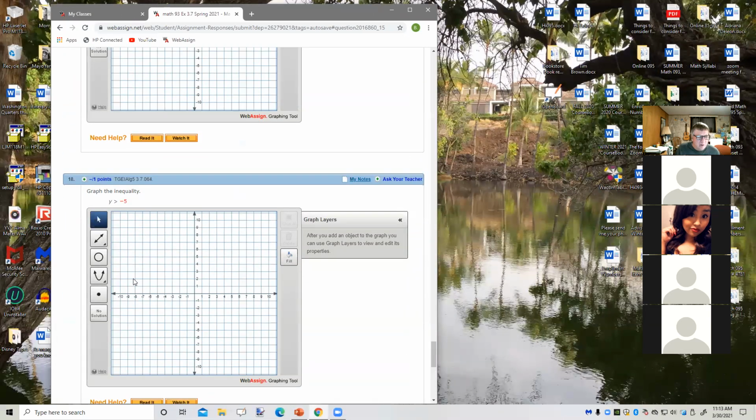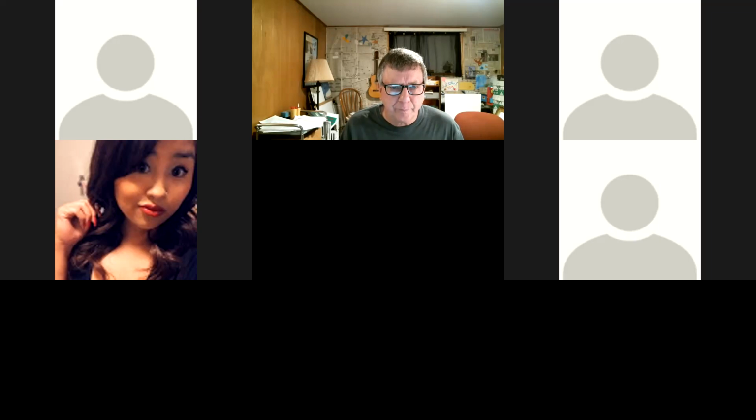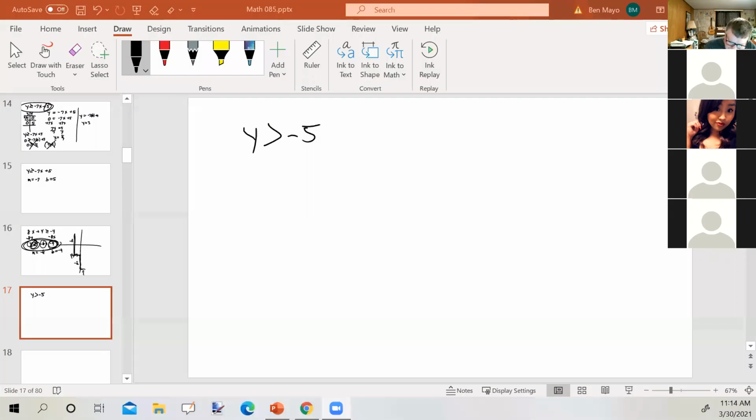Oh, how about this one? y is greater than -5. That's kind of strange. There's no x in it, is there? Well, let's take a look at the whiteboard again. Do you remember what y equals -5 looks like? If you have a linear equation that just has one variable y, it's a horizontal line going through -5. x equals a number is a vertical line. y equals a number is a horizontal line.